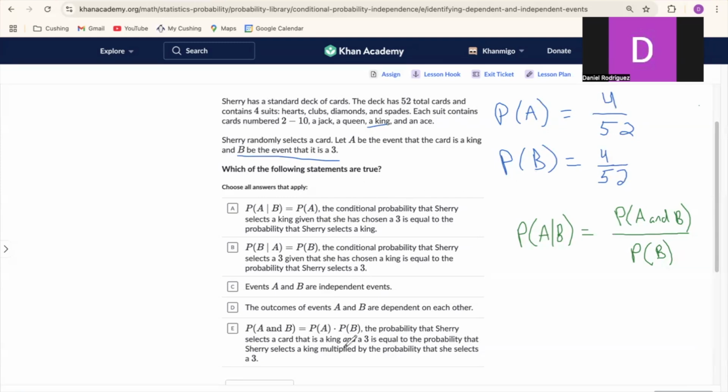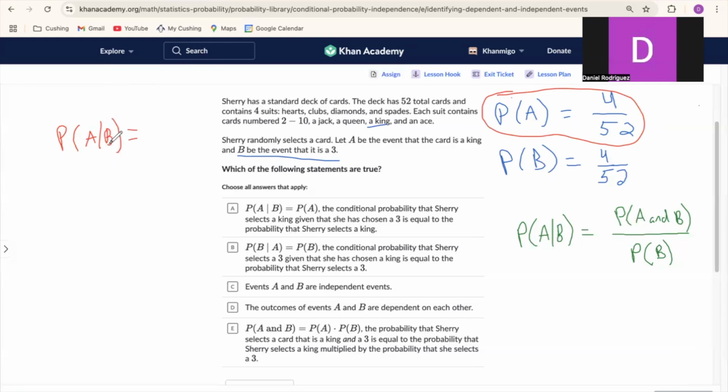So now it's asking a bunch of questions and a lot of confusing language, I think. But really what it's getting down to is, are these things dependent or independent? So let's think about it for a second. If the probability of getting a king is 4 out of 52, does that change if I know that I get a 3? What's the probability of A given B? What's the probability of getting a king if I got a 3?